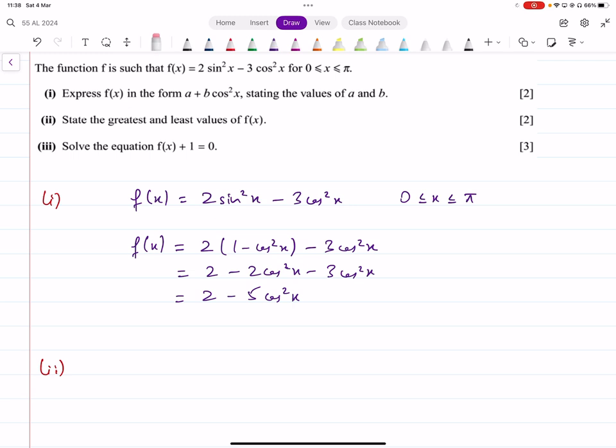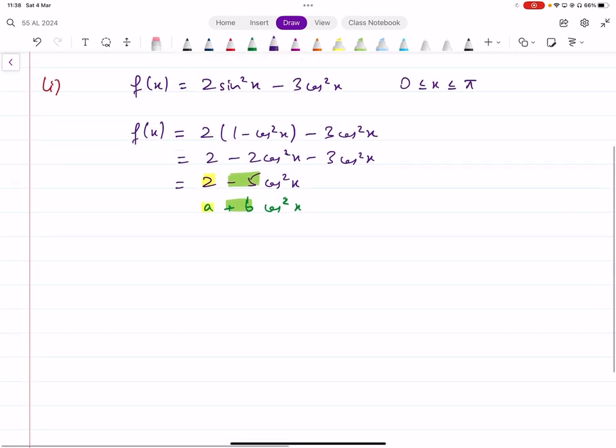उसने कहा state the values of a and b, so we need to write down those values. उसको compare करें standard form के साथ, जो उसने दी हुई है form उसके साथ compare करें. a plus b cos square x. What do you have in place of a? 2. In place of b you have minus 5. So you would say a equals 2 and b equals minus 5. These are the values of a and b that you have.